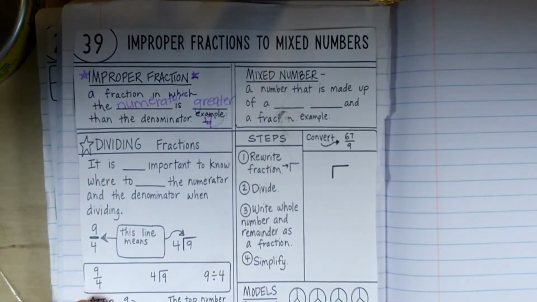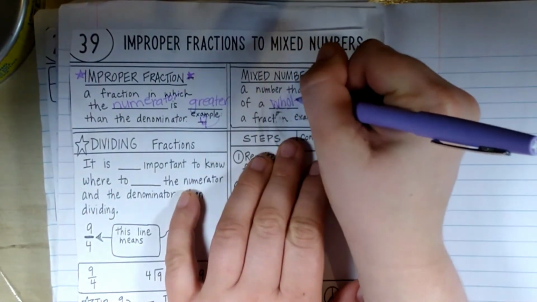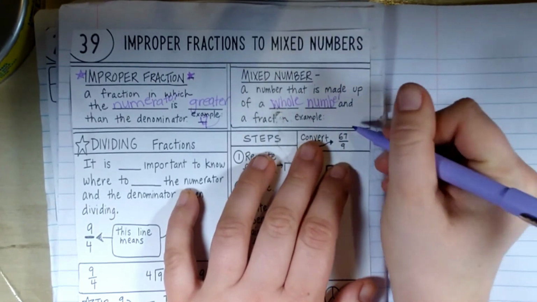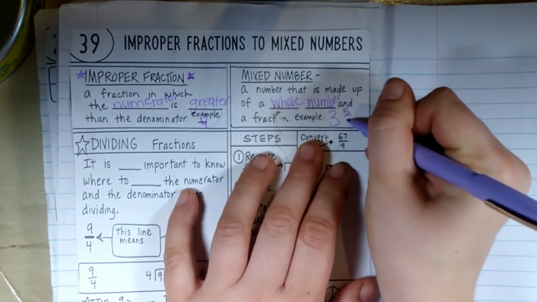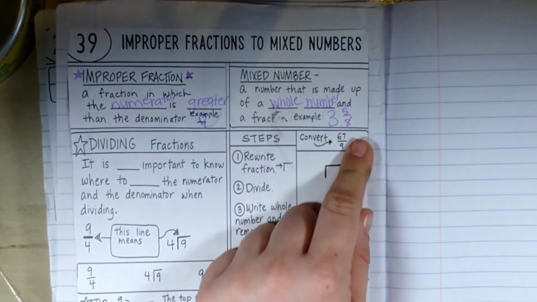And a mixed number is a whole number and a fraction together, like 3 and 5/8. So that is an improper fraction, and that is a mixed number.